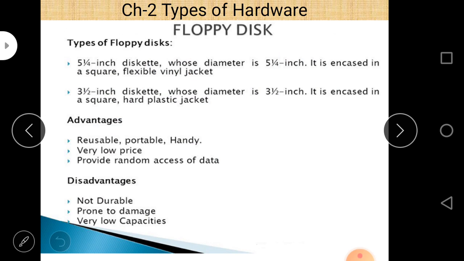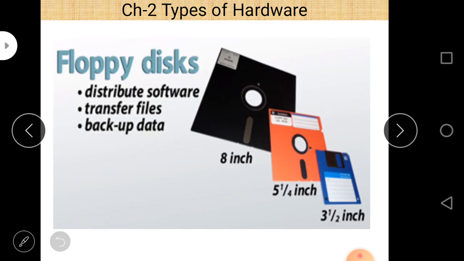As far as advantages are concerned, they are used because they are reusable, portable, and handy, they are very low price, and they provide random access of data. For their disadvantages: not durable, prone to damage, and very low capacity. So they are used basically for secondary storage.